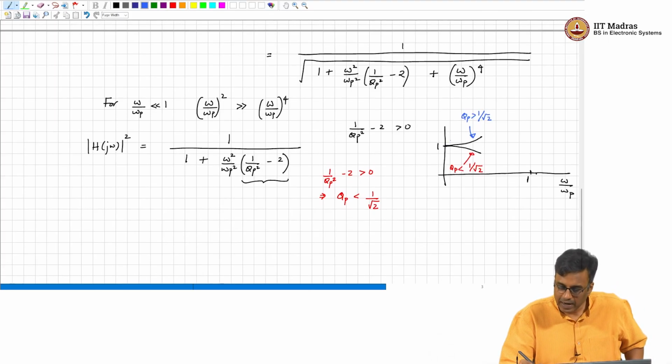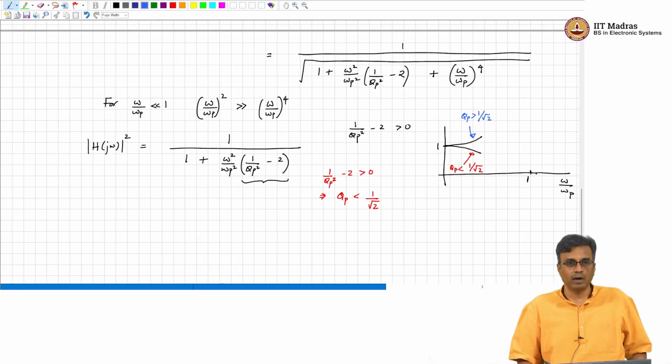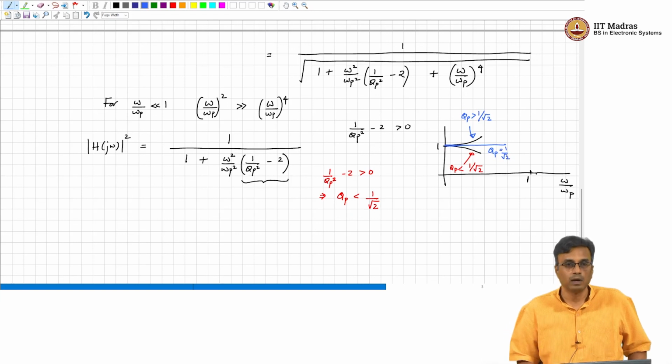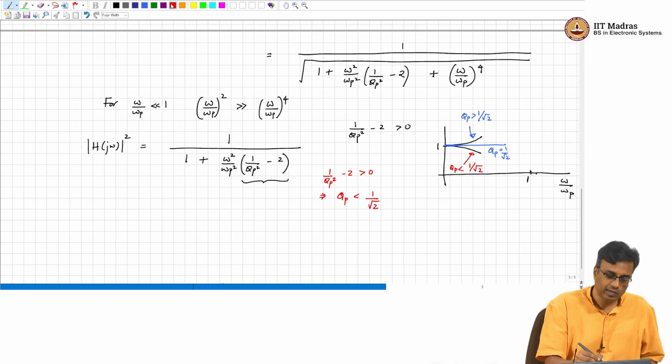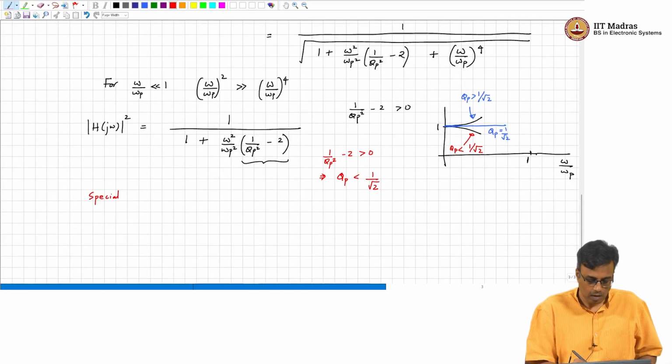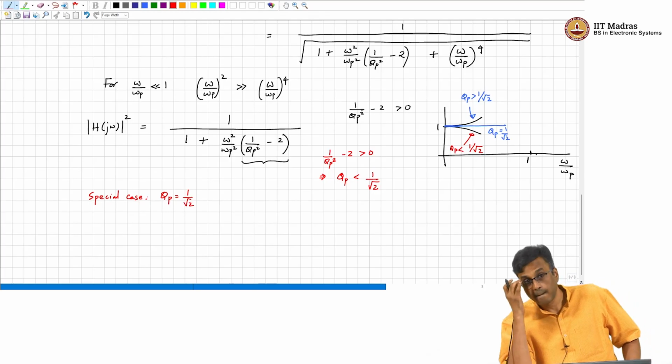Now, for exactly QP equal to 1 by root 2, what will happen? Remember, this is only around DC, because we have neglected the omega by omega p whole power 4 term. So, around DC it will look flat. This corresponds to QP equal to 1 by root 2, right. So, for the special case of QP equal to 1 by root 2, all right.